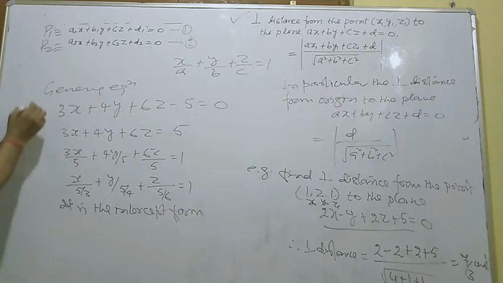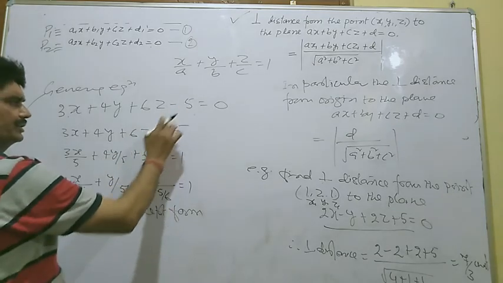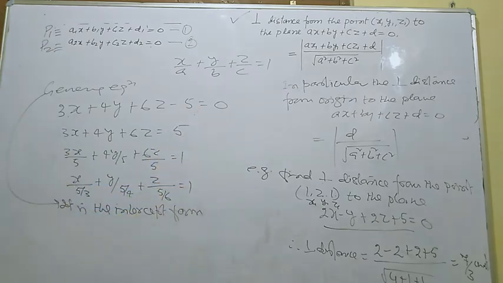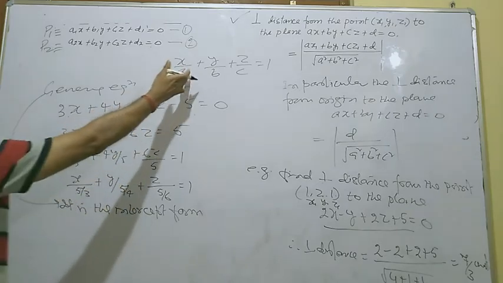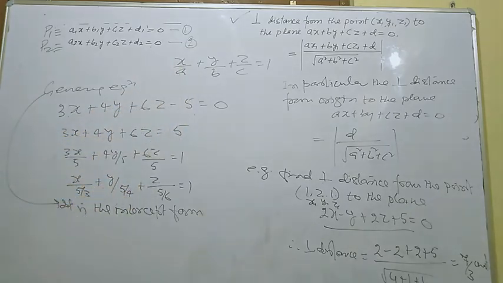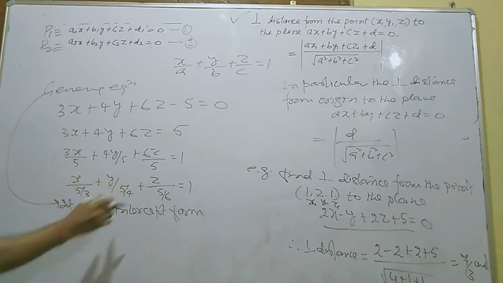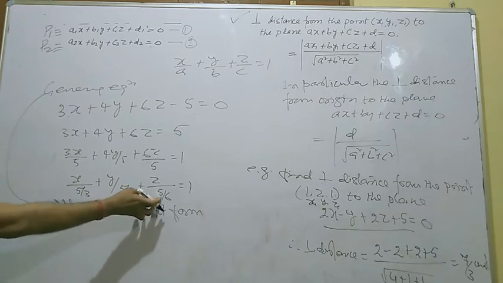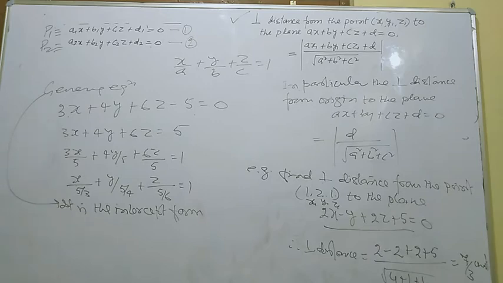So from the general form we can obtain the intercept form. It is very easy. First, transfer the constant to the right-hand side, make it equal to 1 by dividing both sides by it, and arrange in this form. If it is asked what the intercepts are, we can give the answer as 5 by 3, 5 by 4, 5 by 6. The other case is the transformation of the general form into the normal form.